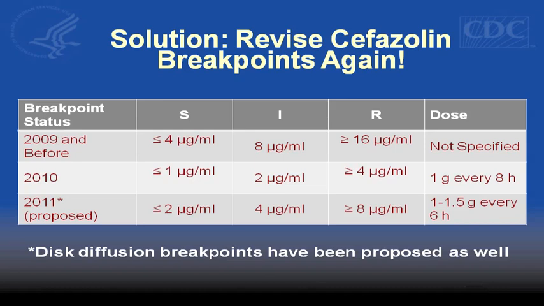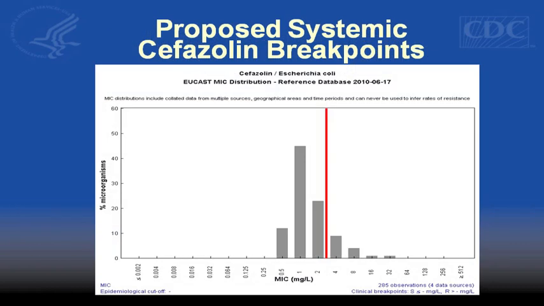Let's see how that affects these normal populations. So this is where the revised breakpoint would occur, and here you'd have many more isolates testing as susceptible. So once again, though, we'd expect isolates that test in the intermediate range to be treatable if the drug is being used to treat a urinary tract infection.